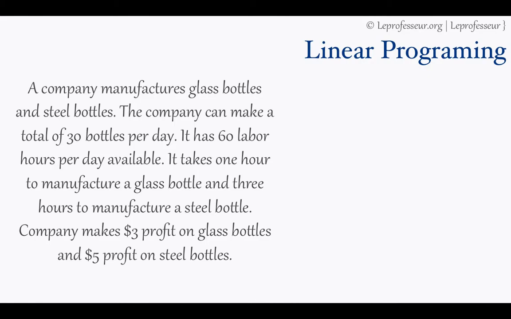All right. So in this kind of problem, essentially the company is looking for maximizing their profit. And they're going to maximize it if they manufacture bottles in the optimal ratio of glass bottles versus steel bottles, which maximizes their profit equation. So if we have such a problem and we want to solve it, what is the first step?